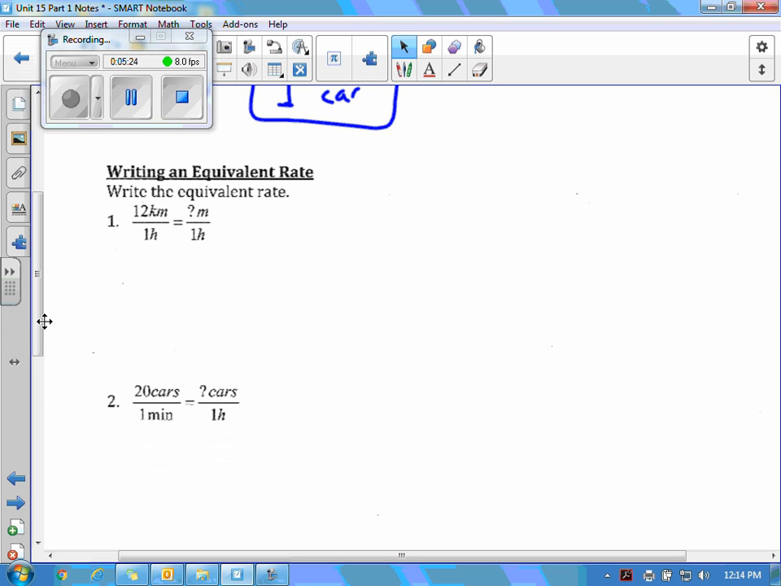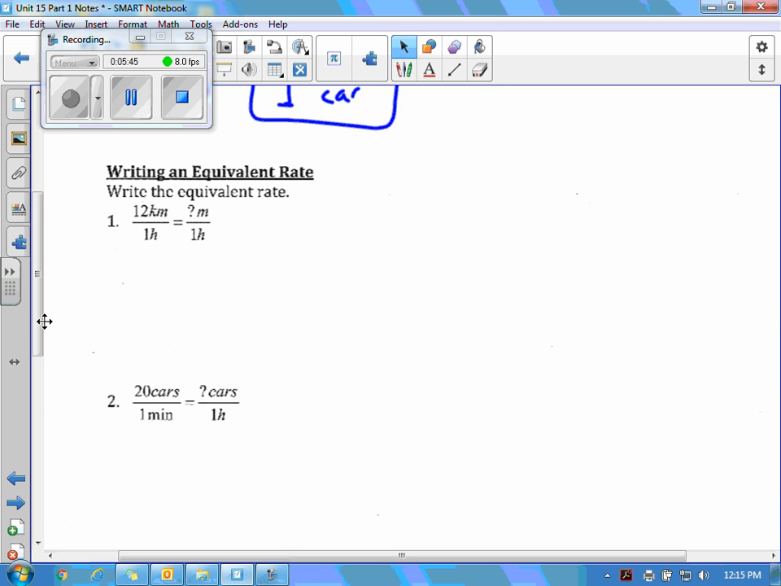In the next section, we're going to look at writing equivalent rates. So I'm going to show you a very specific way to do this. This is one of those times where I want you to do it exactly how I show you, because it'll seem really basic at the beginning, but when we get on to harder rates, you're going to want to do it the way that I show you.